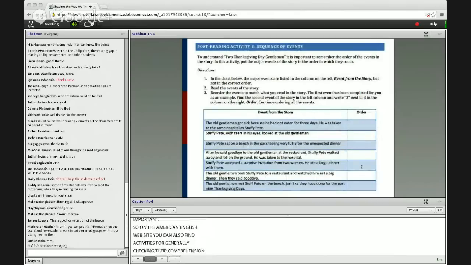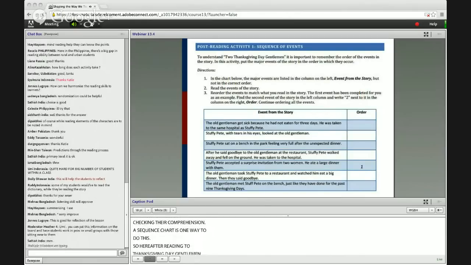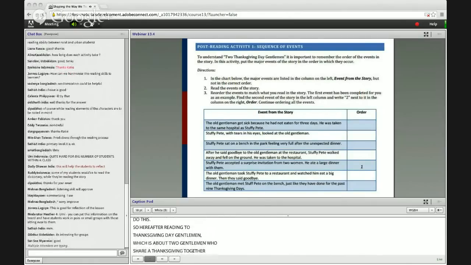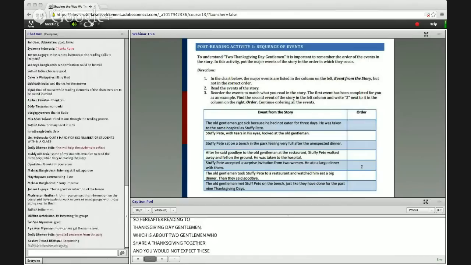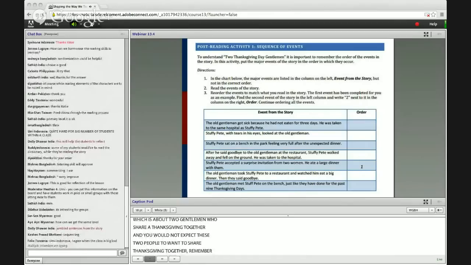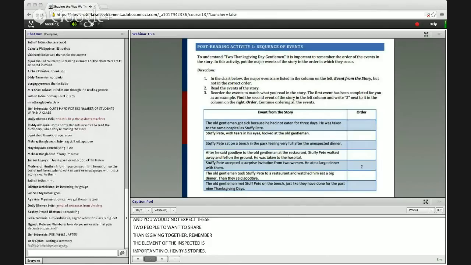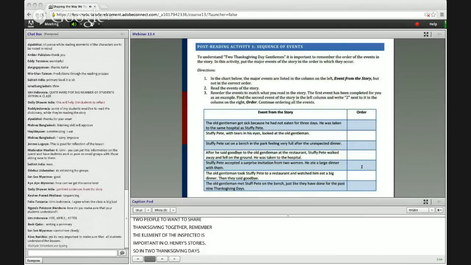So here, after reading Two Thanksgiving Day Gentlemen, which is about two gentlemen who share a Thanksgiving together, and you would not expect these two people to want to share Thanksgiving together. Remember, the element of the unexpected is important in O. Henry's stories. So in Two Thanksgiving Day Gentlemen, afterwards the students can complete this sequence chart. And in this activity, they number the events in the story in the order in which they occurred.